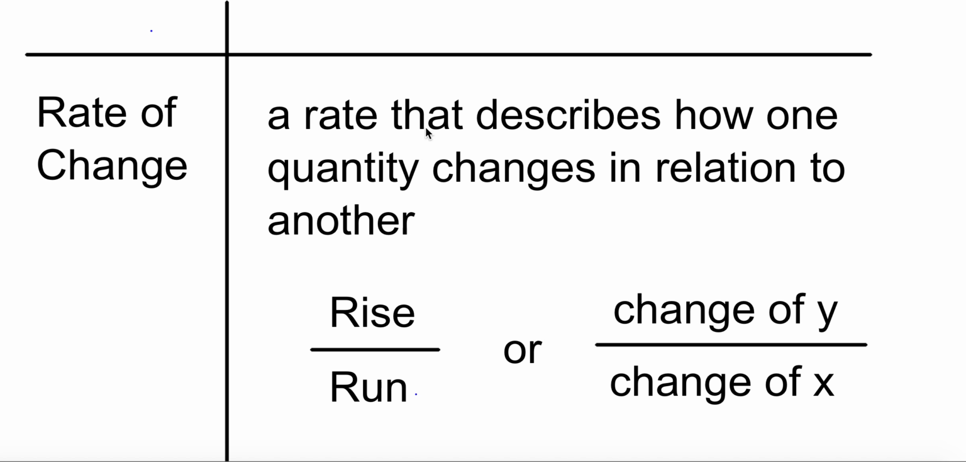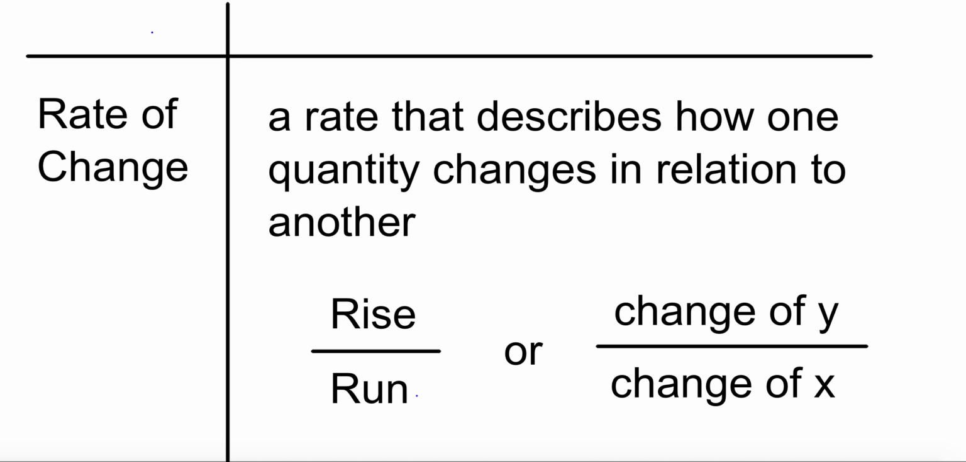So rate of change is a rate that describes how one quantity changes in relation to another. Still written as a fraction. We kind of have abandoned the colon use. And now we're moving on to here. We will refer to it as the rise over run. You may also hear us refer to it as change of y over change of x. And if you have any older siblings who are currently taking any kind of math class, they may talk about delta y over delta x. All of these have the exact same meaning.